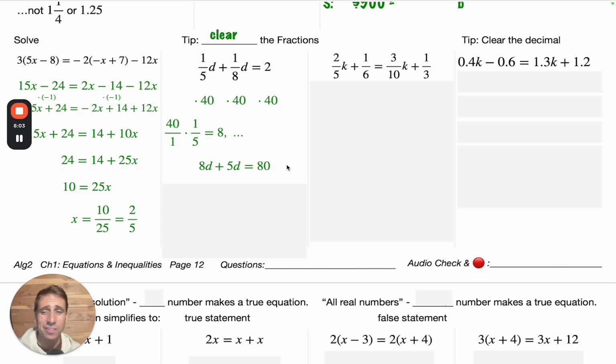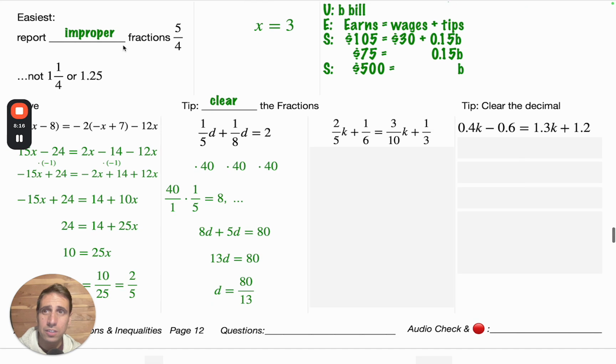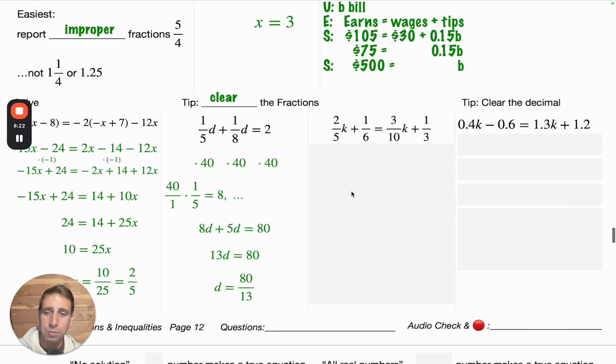No fractions, no problem. So we can see we're going to get 8d plus 5d, add them up, you get 13d is equal to 80. Dividing both sides by 13, you get your answer. And like I've said before, you don't need to change that into anything else. Let's just report the improper fraction like this. In algebra, honestly, that's often the best way to go.